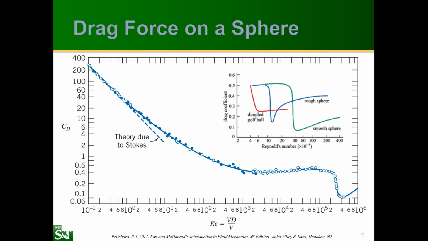Now we can extend our 2D analysis to 3D and look at spheres. So that's what this graph is showing. Now on this graph there's this theory due to Stokes. Well, Stokes' theory gives the shear drag for very slow laminar flows, where Reynolds number is approximately equal to 1, or 10 to the 0 on the graph. There's no boundary layer separation.